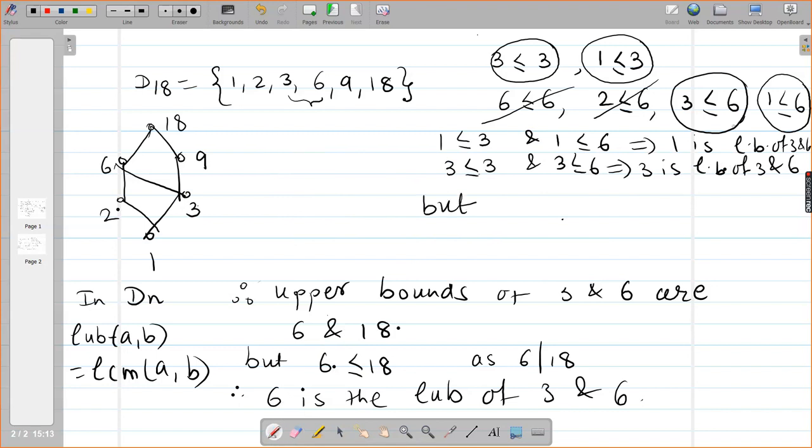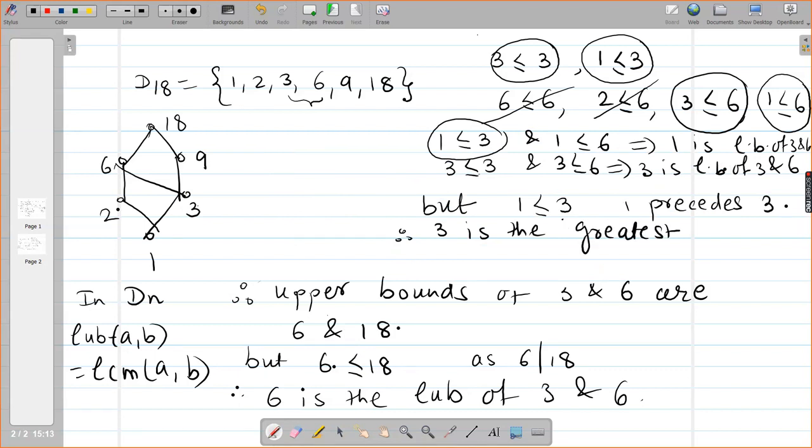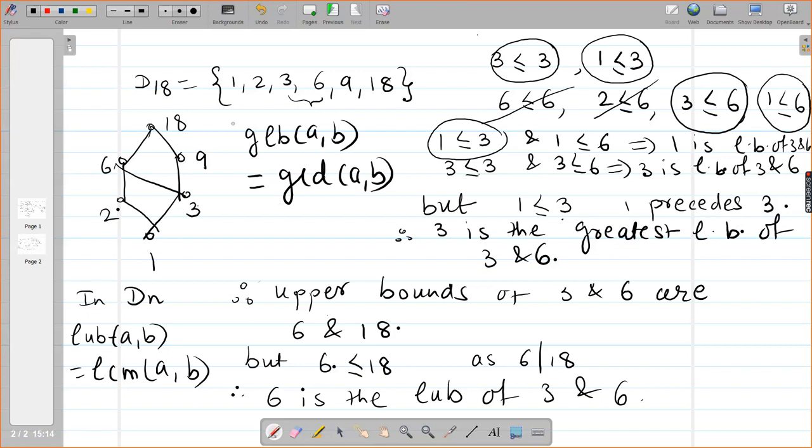So 1 is a lower bound and 3 is also a lower bound, but what is the connection between 1 and 3? 1 is less equal 3. So among all the lower bounds, we have to find the greatest lower bound. 1 precedes 3, right? Therefore, 3 is the greatest lower bound because every other lower bound precedes 3. 3 is the greatest lower bound of 3 and 6. So, greatest lower bound of A and B is same as GCD of A and B in DN. Please remember these two facts.